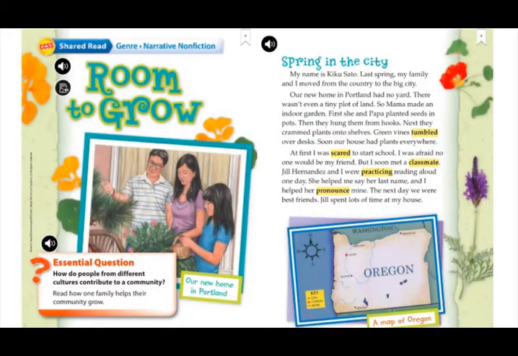Now that we have finished practicing the vocabulary words, let's move on to our lesson. The genre of our lesson is narrative nonfiction. The title of this lesson is Room to Grow. Now the thing that we need to focus on is our essential question, which is: how do people from different cultures contribute to a community?